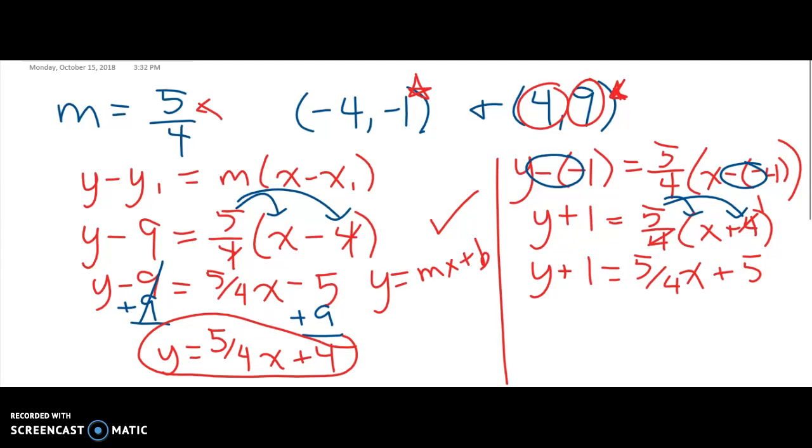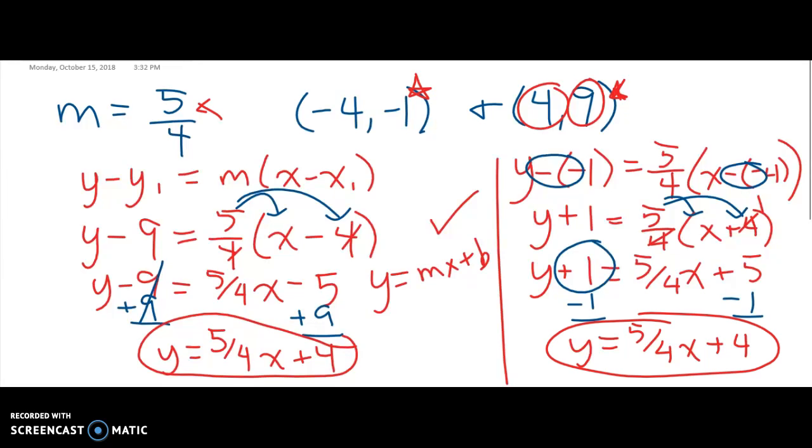Now over to the right side, we would eliminate the plus 1 by subtracting it, which leaves me with y equals 5 over 4x plus 4. Notice that you get the same answer regardless of which point you choose. Okay, so I hope this helps clarify, and if you have any further questions, let me know.